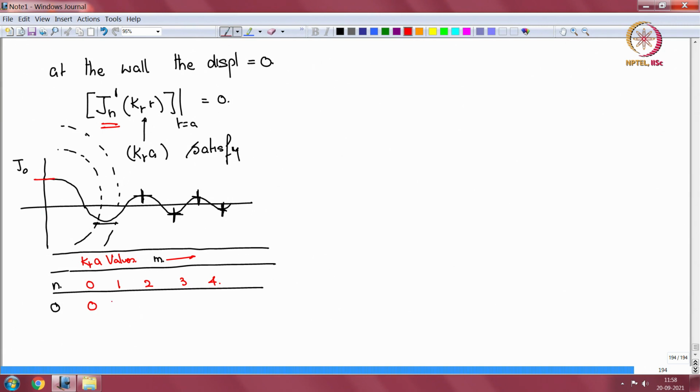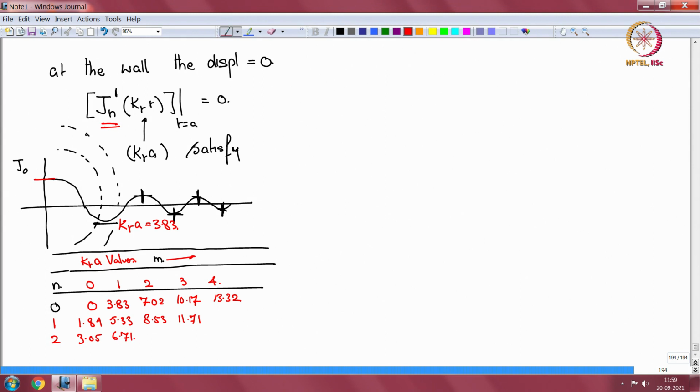The next value where the derivative goes to 0 is 3.83. That is the k_r into a value, k_r a is equal to 3.83. So if a is known, you can find out the actual wave number value. Then the next time it goes to 0 is at 7.02. These are Bessel function zeros, which are tabulated. For n equal to 1, the first is at 1.84, second is 5.33, third is 8.53, 11.71, etc. For n equal to 2, it is 3.05, 6.71, etc. These are the cut-on values, where J_n dash goes to 0.